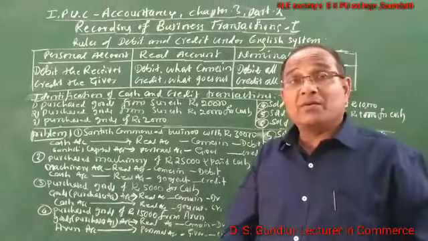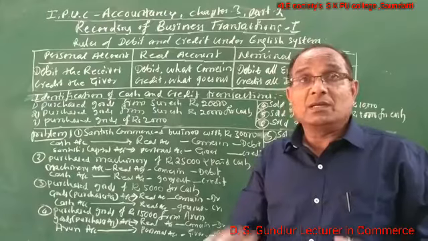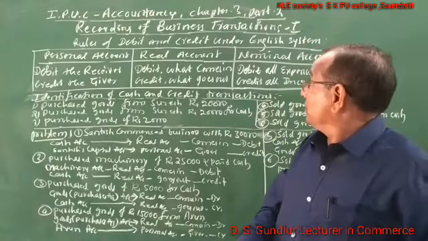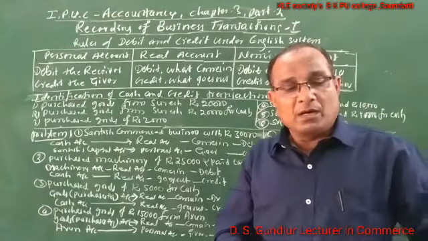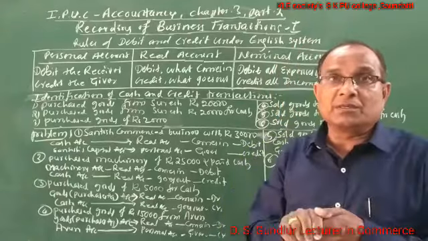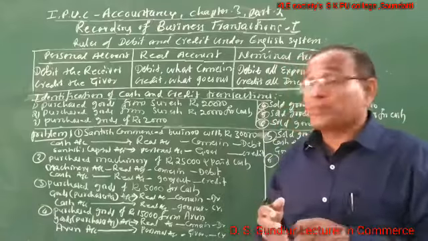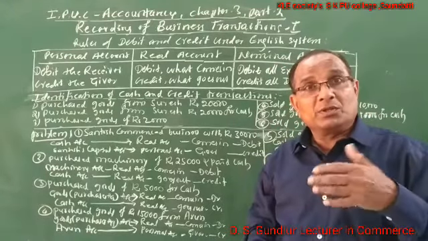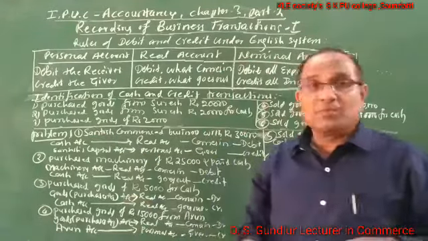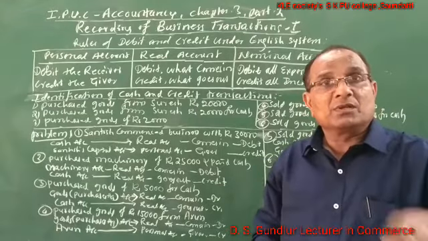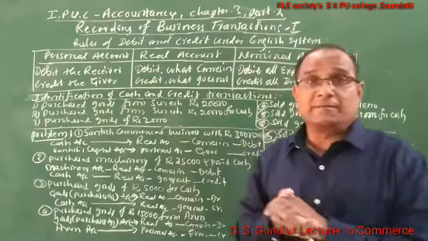In my last class, I explained something about the recording of business transactions. In the continuation of chapter 3, under English system, I wanted to tell something about the application of rules of accounting like personal account and nominal accounts. With reference to one simple problem, I wanted to explain in brief the rules of accounting under English system.